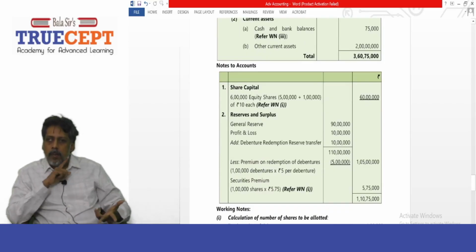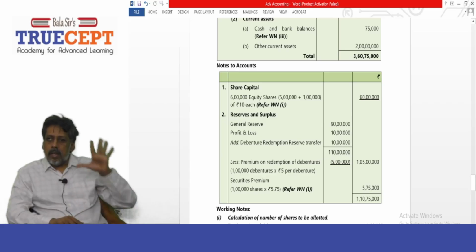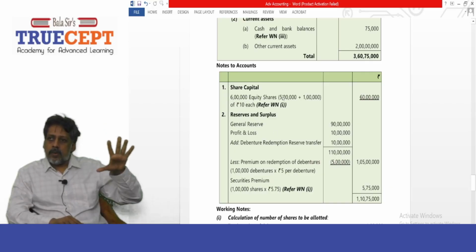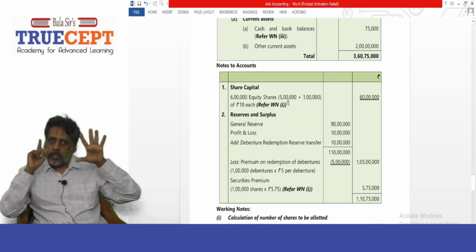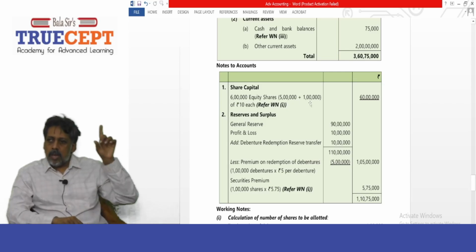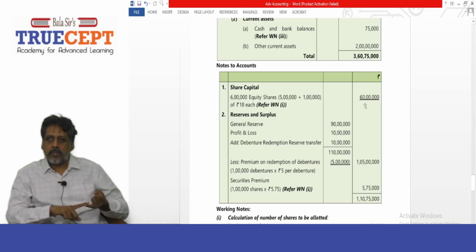Now please refer to note number 1, share capital. We know there are 5 lakh equity shares already given in the question as on 31/3/X1, right? Plus another 1 lakh shares were issued on conversion. We saw that in working note 1. In all, there are 6 lakh equity shares, face value rupees 10 each. What is the amount? 60 lakh rupees.